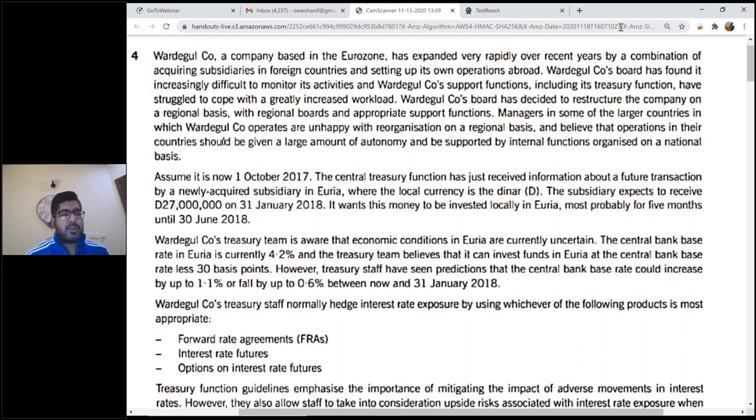Third paragraph, the treasury team is aware that economic conditions are uncertain. Central bank base rate is 4.2. The treasury team believes it can invest funds in dinar at bank base rate less 0.3%, 30 basis points. However, treasury staff have seen predictions that the base rate could increase by 1.1 or decrease by 0.6. So since today is 1st October, the subsidiary is receiving payment on 31st January in future and wants this to be invested. There is always a risk that rates may go down. So treasury staff want to hedge it through FRAs, futures and options.